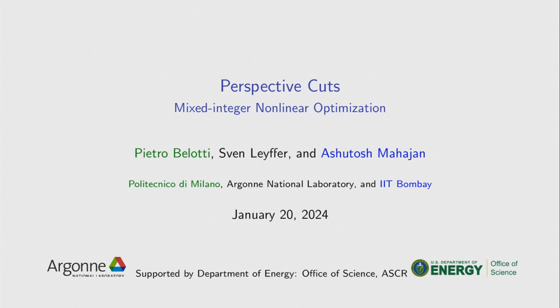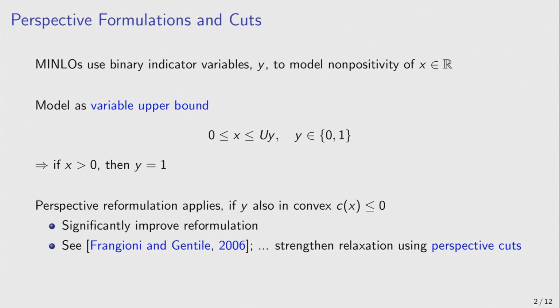So this is another class of cutting planes called perspective cuts. And I'll show you that they can be very powerful. Many mixed integer nonlinear optimization problems use binary variables basically for one reason: to switch constraints on and off and to turn variables on and off.